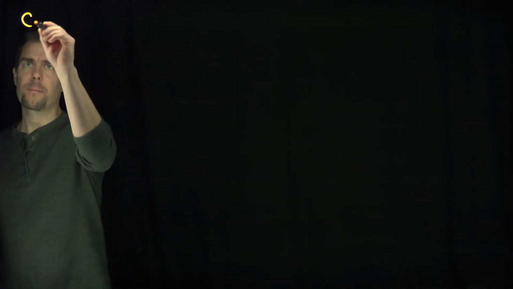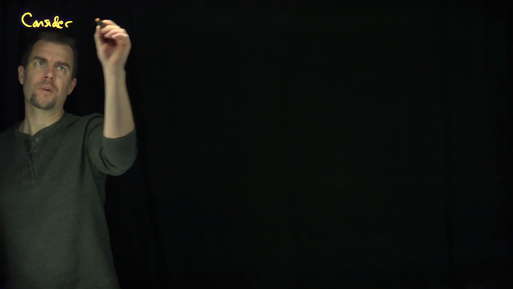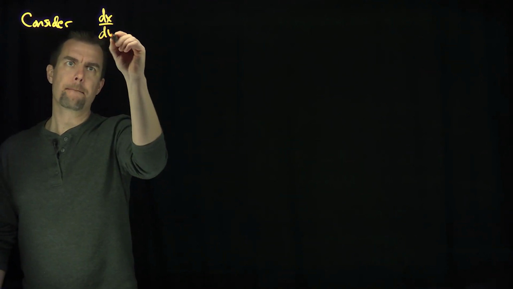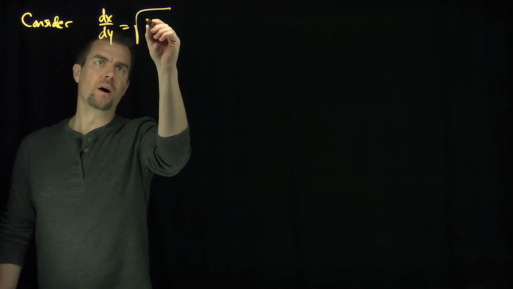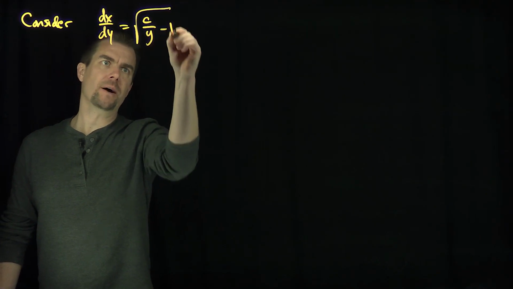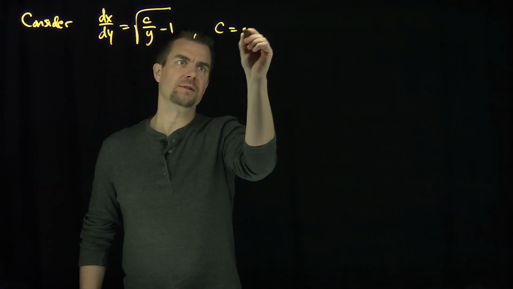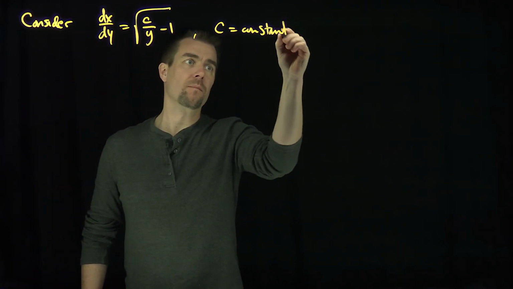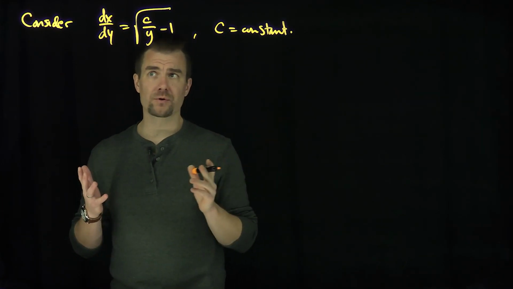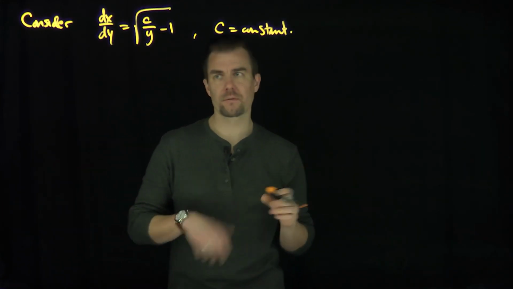Hello students, in this video we'll consider a separable ODE which arises in the study of the brachistochrone and tautochrone problem. Let's consider dx/dy equals the square root of c over y minus 1, where c is a constant. We can notice that this is a separable differential equation, but I want to analyze it more carefully than that.